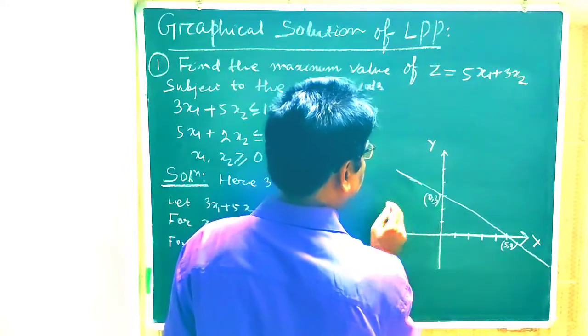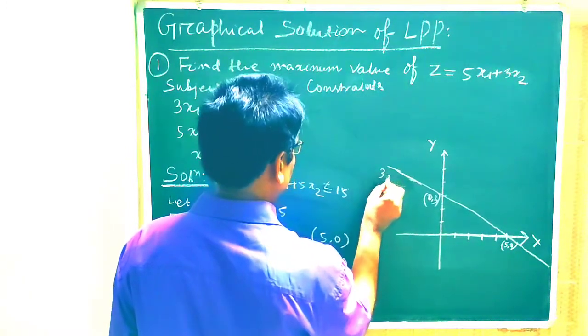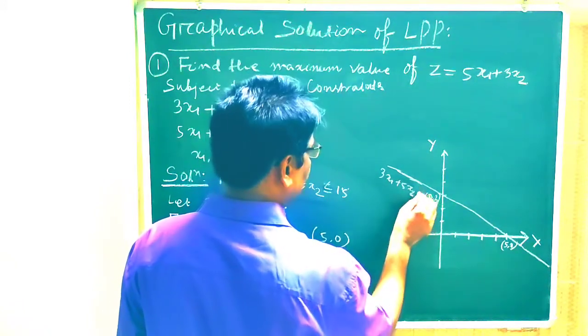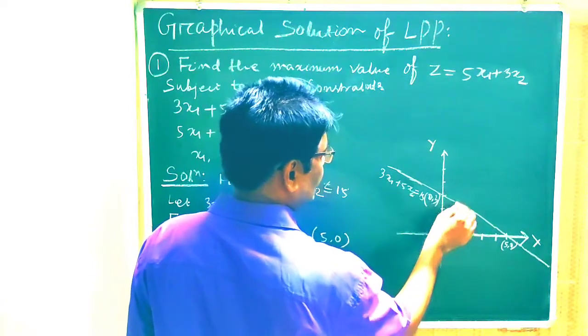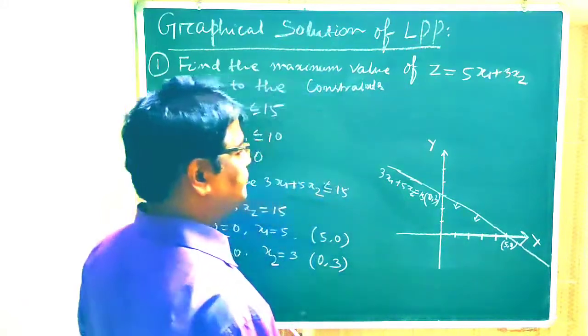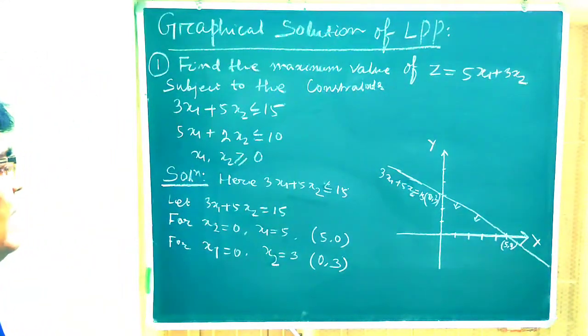Now this line is 3x1 plus 5x2 less than or equal to 15. So we have taken 15. Less than or equal to 15 means the shaded region will be below this line.